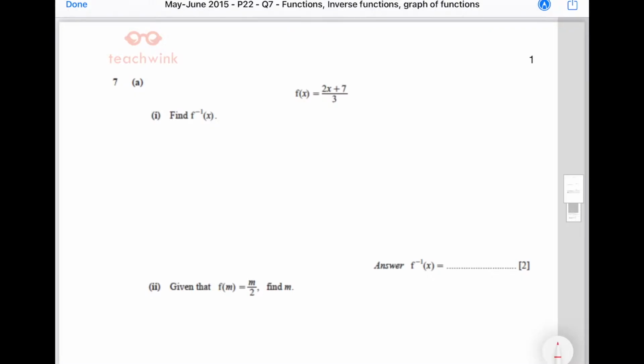Hi guys, so we have an O-level past paper question from the year 2015. The session is May-June. This is question number 7. This question is based on functions, inverse functions and graphs of functions. So let's start. The question says f of x equals (2x + 7) over 3.